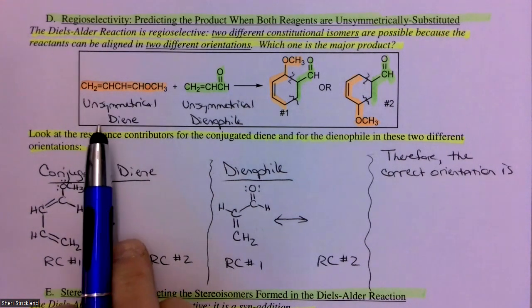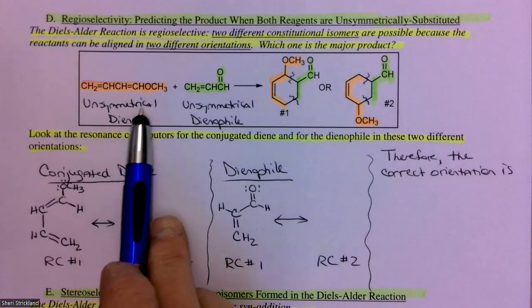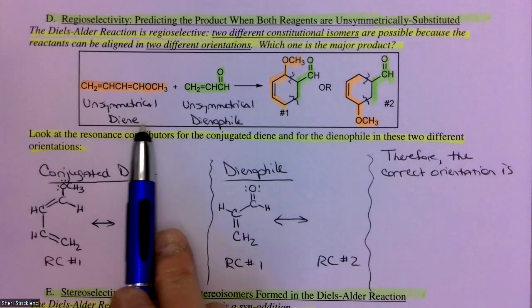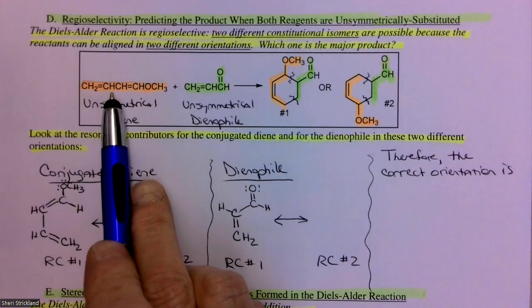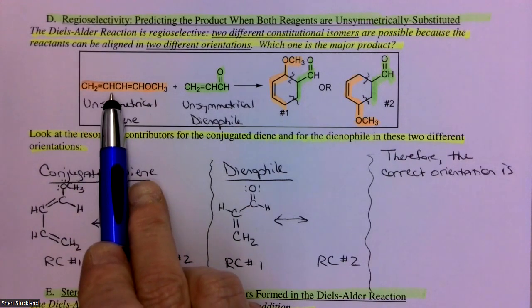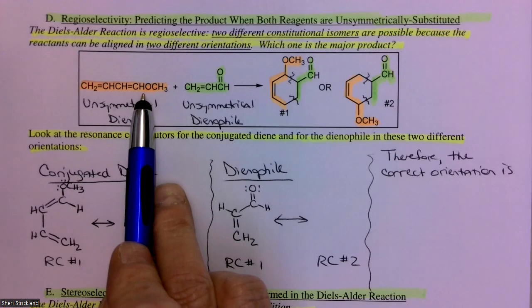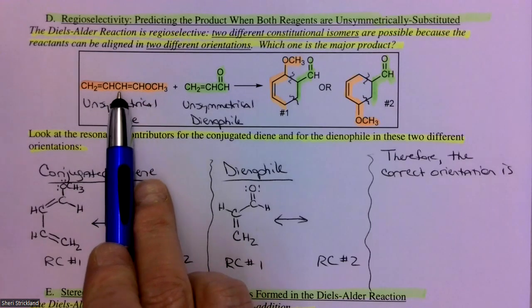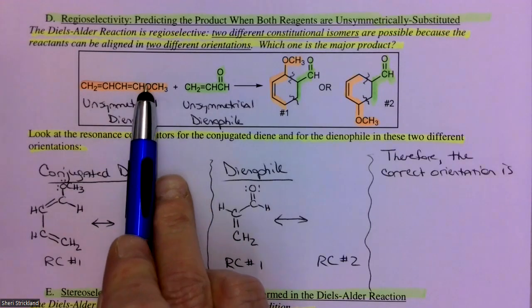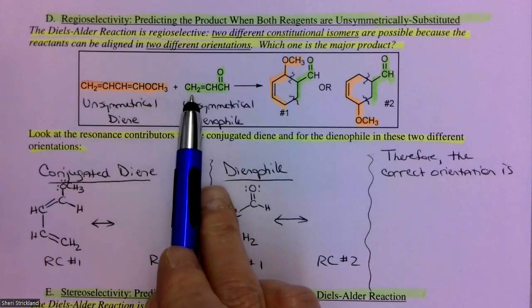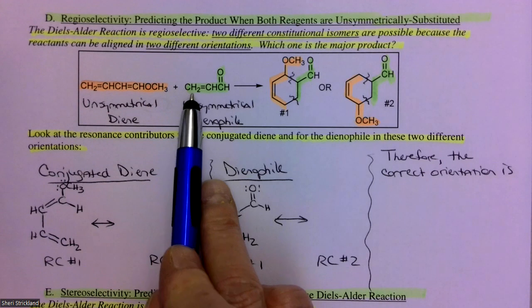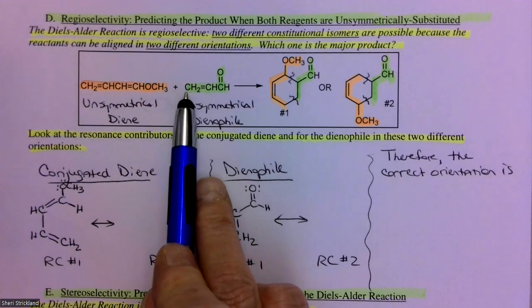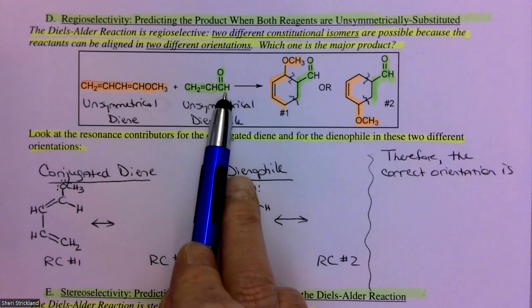So we're going to look at a special case where you have an unsymmetrical diene and an unsymmetrical dienophile. And what that means is that this double bond and this double bond are different somehow. The one on the right has this methoxy group attached to it. And then we've got an unsymmetrical dienophile, but we're looking at this vinylic carbon and that vinylic carbon, and the things that are attached to them are different.